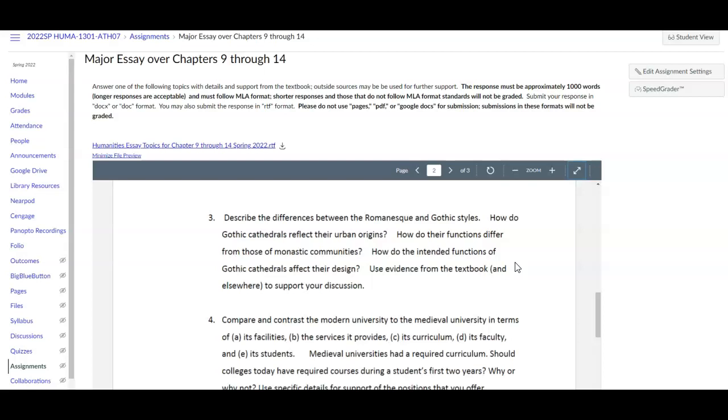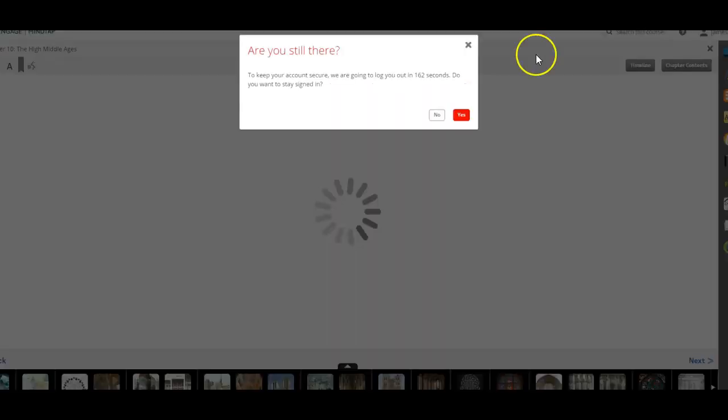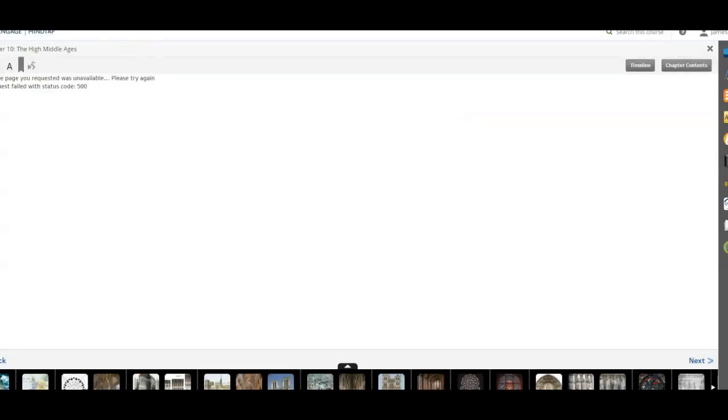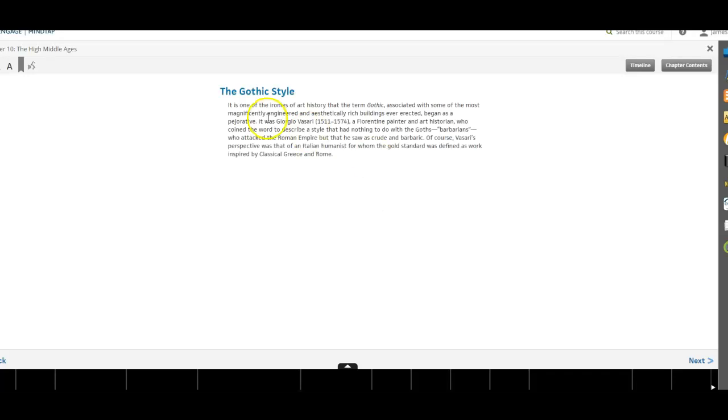And now I'm moving into a topic talking about architectural style, Romanesque and Gothic. Yes, I'm still here. This is about the Gothic cathedral, and there's the Gothic style. This is in chapter 10.